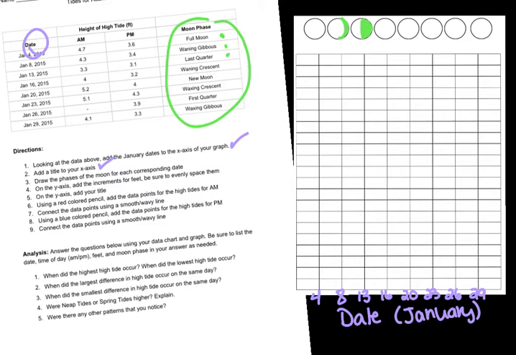On January 16th, we're going to have a waning crescent, so the left side will be lit, and the right side, the light will be blocked out. On January 20th, we have a full moon, so we're just going to color the whole moon in.